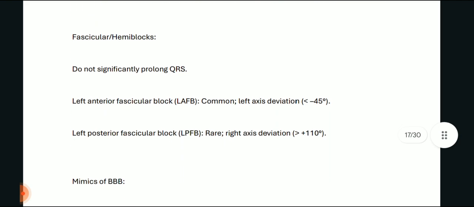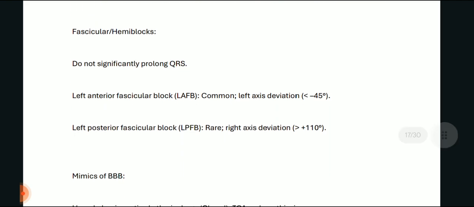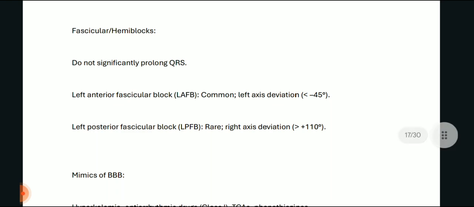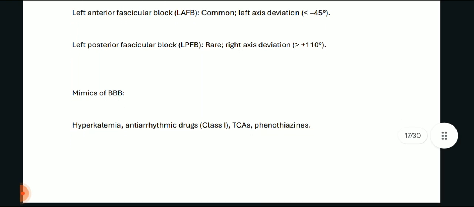Now some fascicular or hemiblocks in the left and right: left anterior and left posterior bundles. They do not significantly prolong the QRS. Left anterior fascicular block is common, with left axis deviation less than minus 45 degrees. Left posterior fascicular block, LPFB, is rare, and right axis deviation is seen, more than 110 degrees.